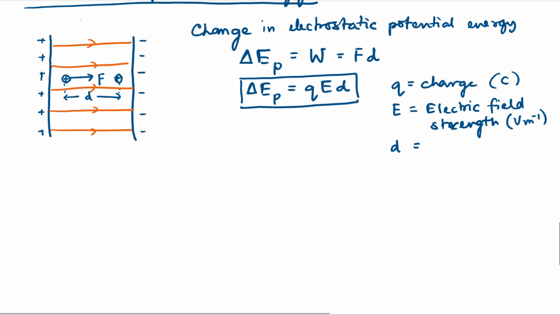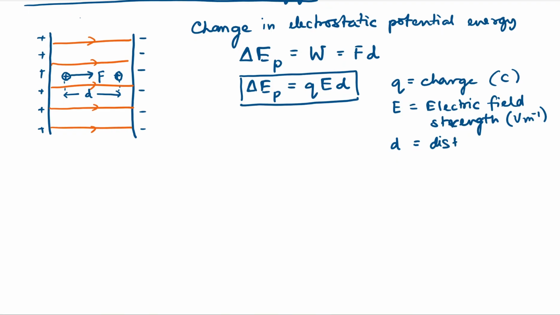And this d, be careful about this d over here. d is the distance traveled by the particle. It's not the distance between the plates. If the particle travels from one plate to another, then it could be the same distance, but it could be starting from some other point to some other point as well. So d can be different from the distance between the plates, okay? And it has to be in meters.